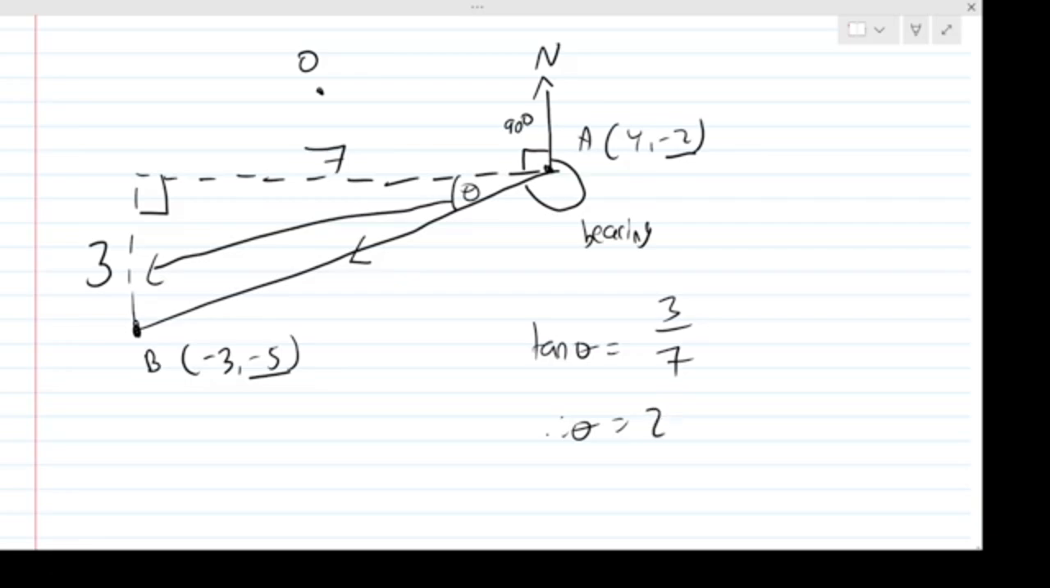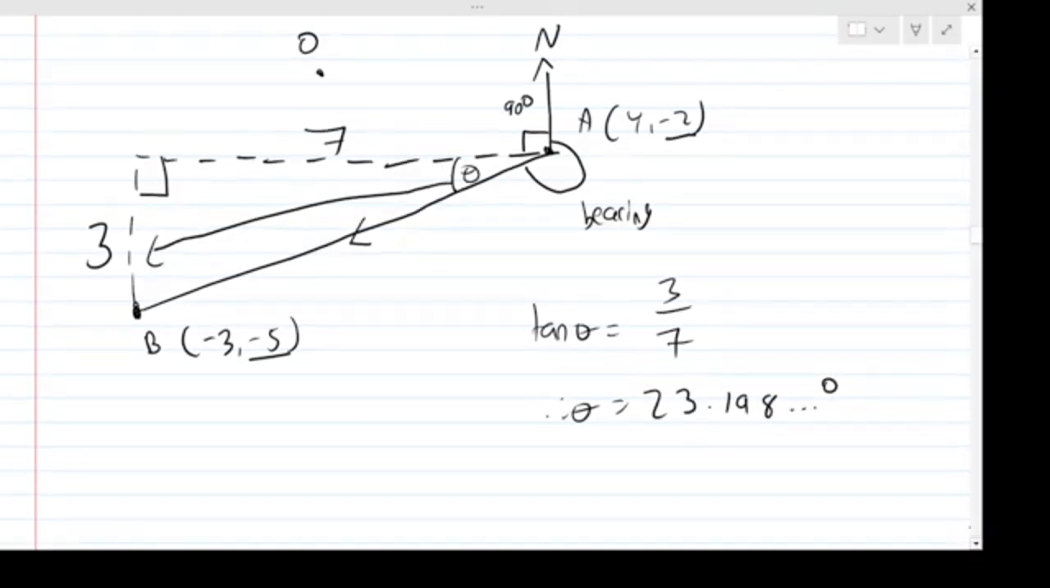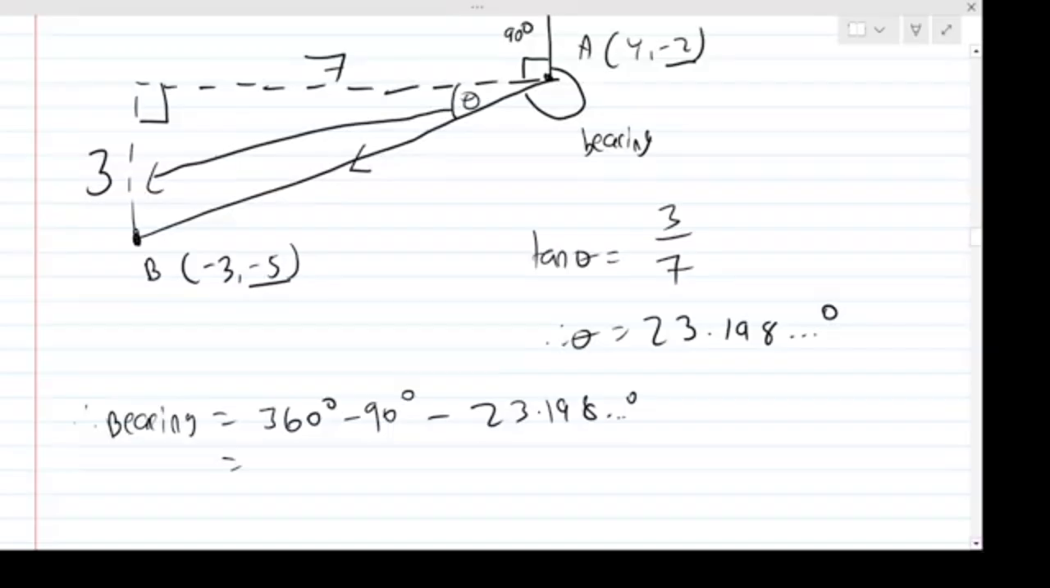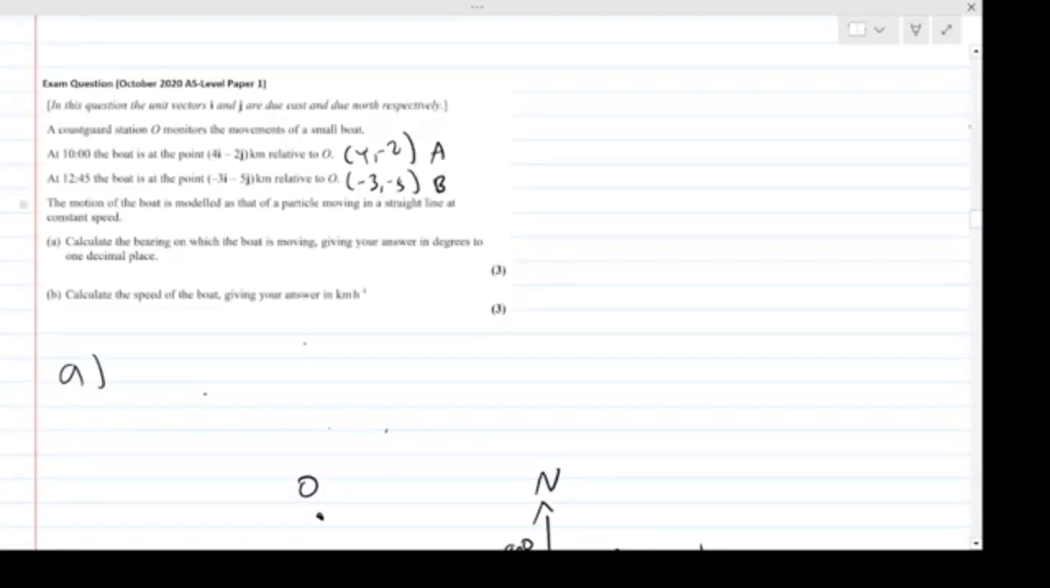I get 23.9198 and so on degrees. So therefore my bearing is going to be 360, take away the right angle 90, take away my theta of 23.9198. And that will be 246.8 degrees to 1 decimal place. Okay, cool. So that's part A done.